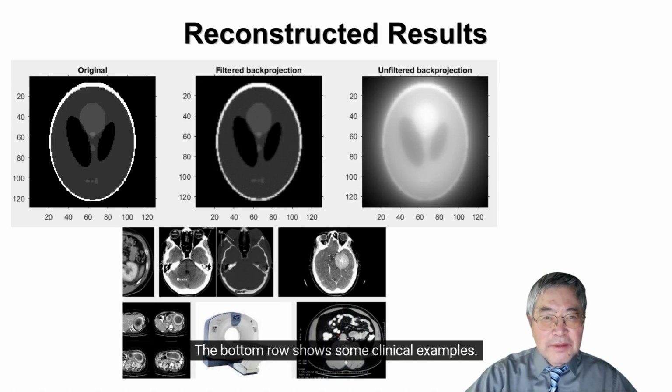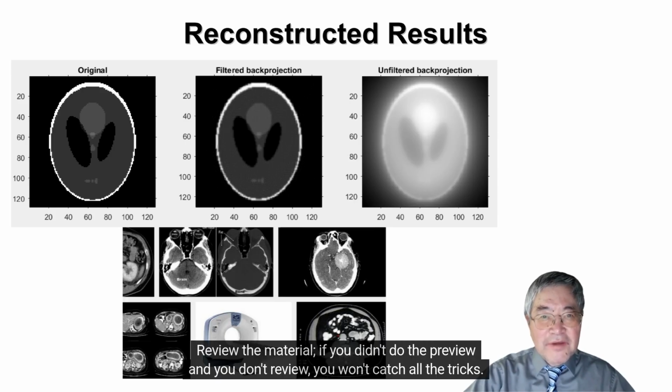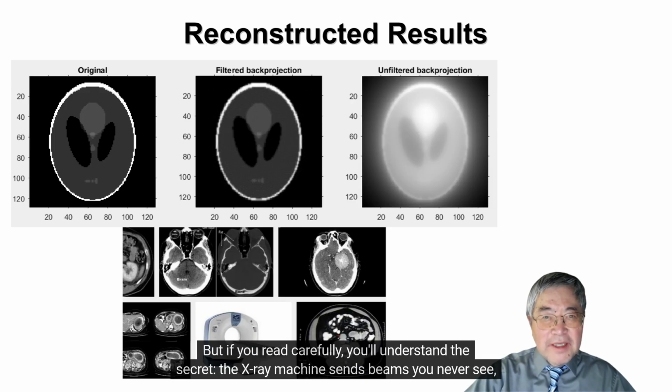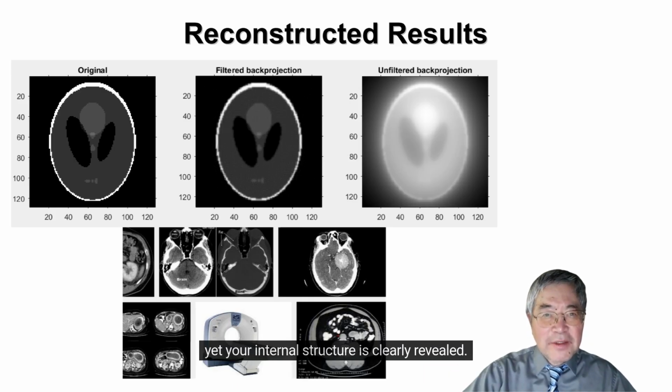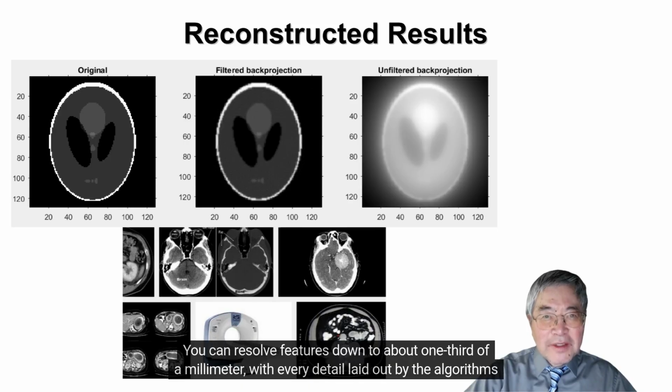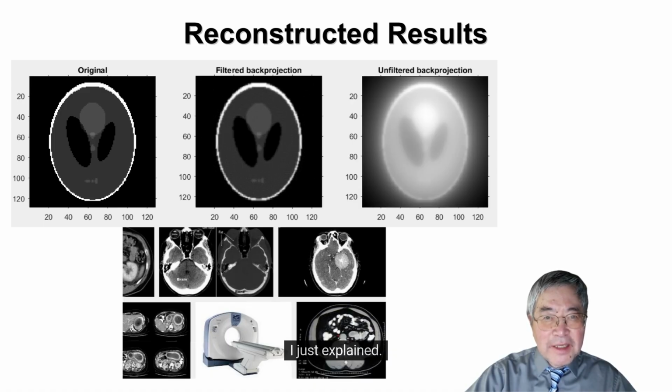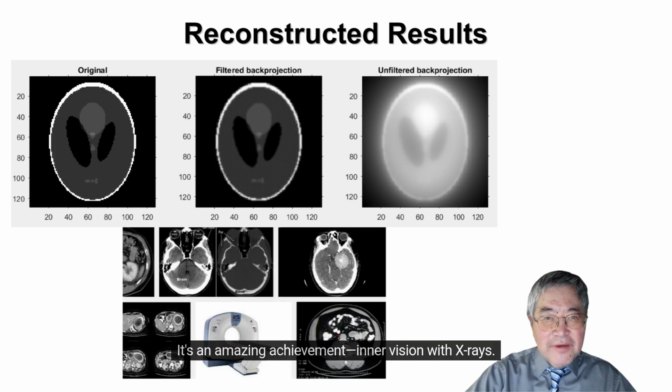The bottom row shows some clinical examples. It feels like magic. Review the material. If you didn't do the preview and you don't review, you won't catch all the tricks. But if you read carefully, you'll understand the secret. The X-ray machine sends beams you never see, yet your internal structure is clearly revealed. You can resolve features down to about 1/3 of a millimeter, with every detail laid out by the algorithms I just explained. It's an amazing achievement, inner vision with X-rays.